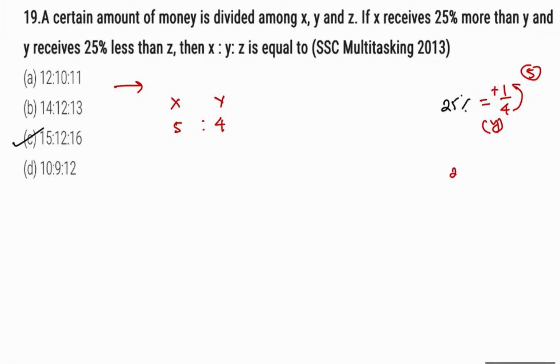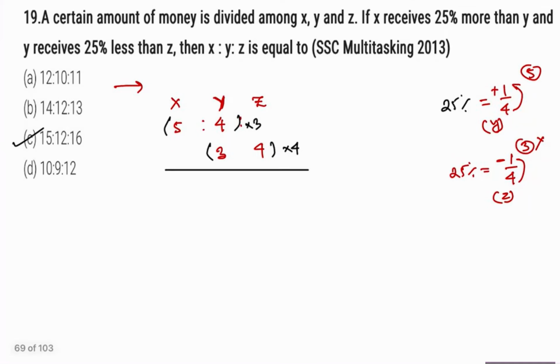Y receives 25% less than Z. 25% less means 1 by 4, with minus. Compared to Z, it is 4 minus 1, which gives 3. So Y is 3 and Z is 4. So X is 5, Y is 4 to 3, so multiply by 3 and by 4: 15, 12, 16. The ratio is 15 to 12 to 16, and 25% is represented as a fraction of 1 by 4 for the average.